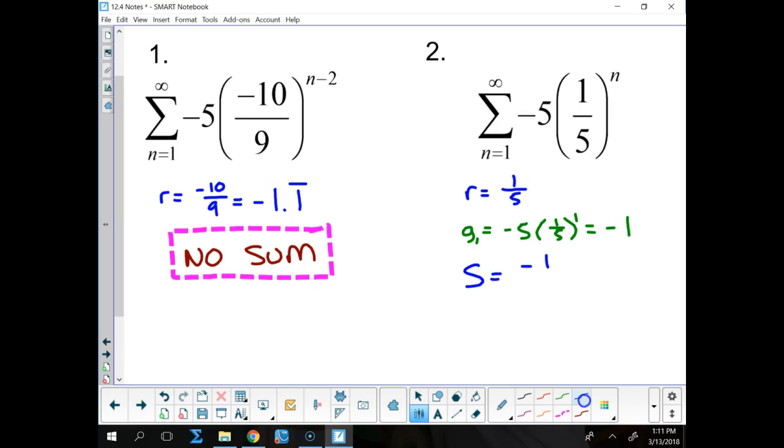is going to be my first term divided by 1 minus my R value. Okay. 1 minus 1/5. 4/5. Negative 1 divided by 4/5. How do I divide fractions? Multiply by the reciprocal. So this is negative 1 over 1 times 5 over 4, which is negative 5/4.